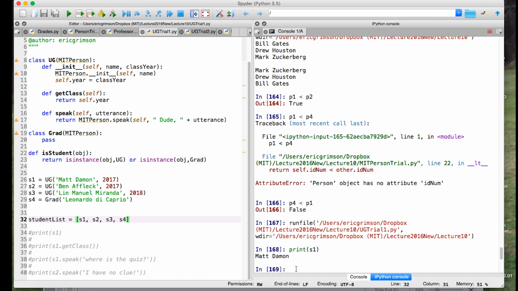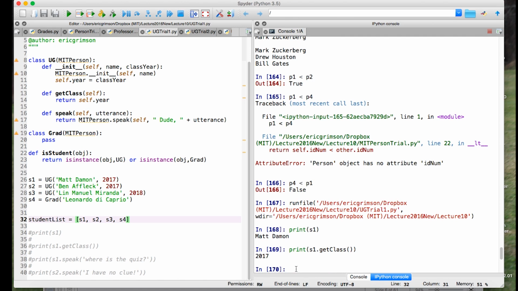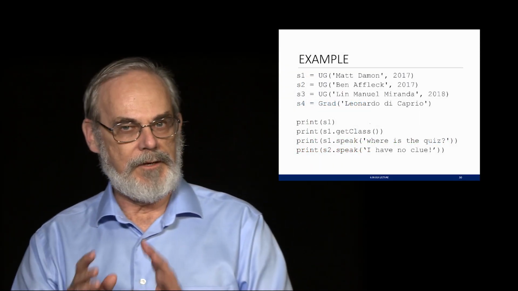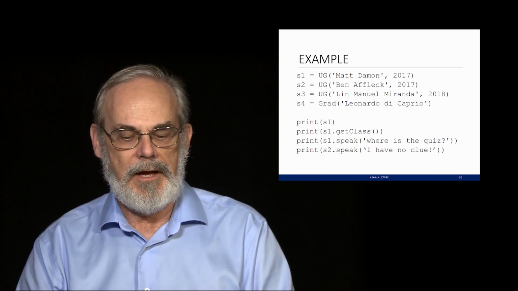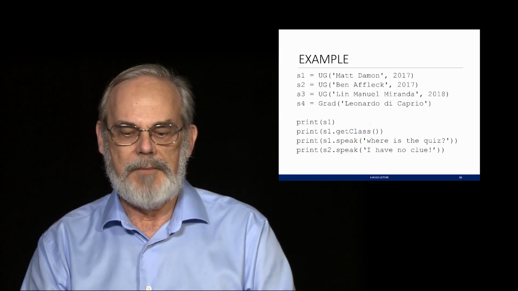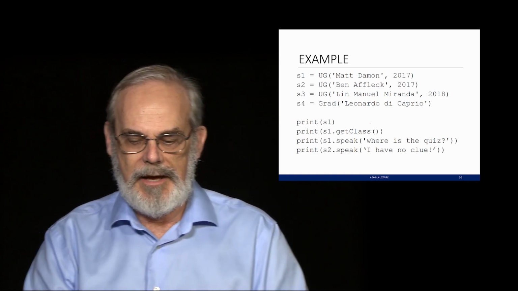Great. I can also know what class is Matt in, so I do getClass on S1, s1.getClass using that getter method. And since it's a method, I do open close paren, and it says class of 2017. Hopefully he'll graduate in a year's time. And then I can use the speak method. And I'll remind you, in my code, I had the undergraduate speak method use the underlying MIT person speak method, but adding something to it.